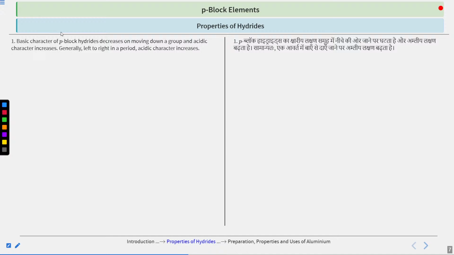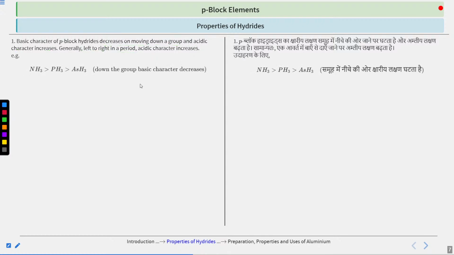Next is the basic character of p block hydrides, which decreases on moving down a group, and acidic character increases. Generally, left to right in a period, acidic character increases. So just keep that in mind for hydrides, and you will get the point. A very simple point to understand. Suppose you have NH3, PH3 and AsH3. Then NH3 is the most basic one, then we have PH3, and then we have AsH3.